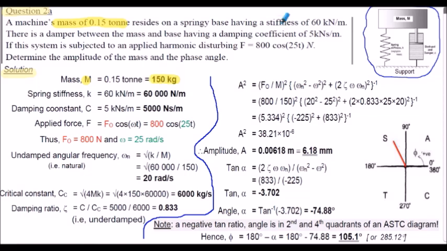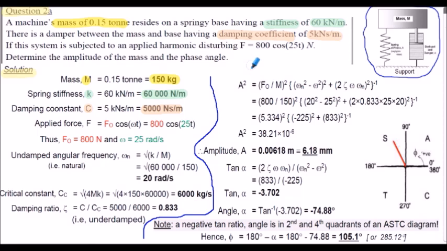The stiffness of the base is stated as 60 kilonewtons per meter, so account for the prefix there. Lowercase k here is 60,000 newtons per meter. And the damping coefficient or the damping constant is 5 kilonewton seconds per meter. So damping constant C here, that's 5,000 newton seconds per meter.